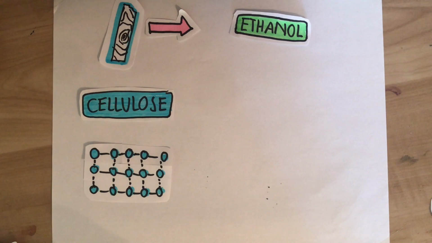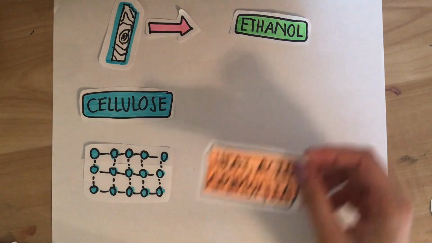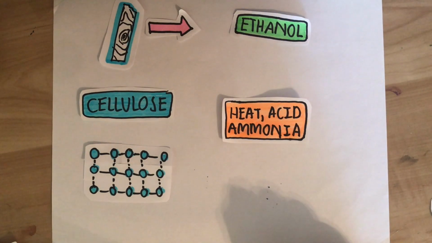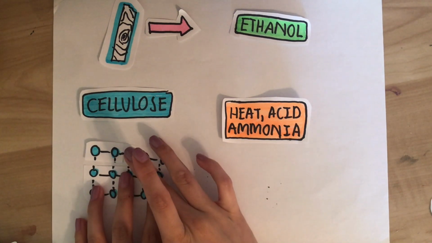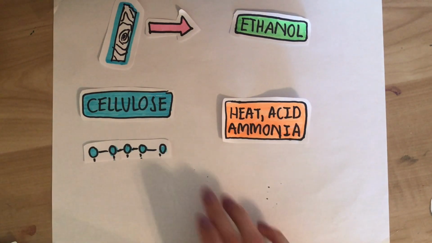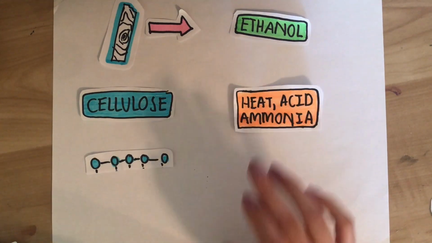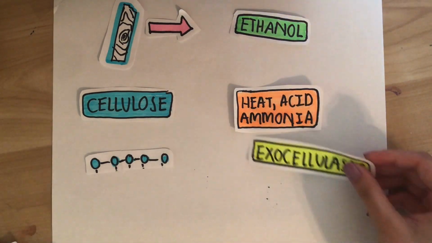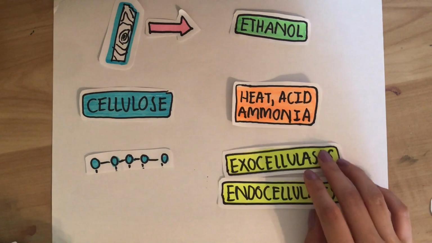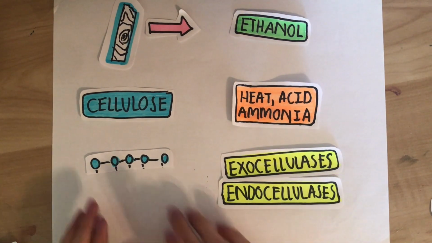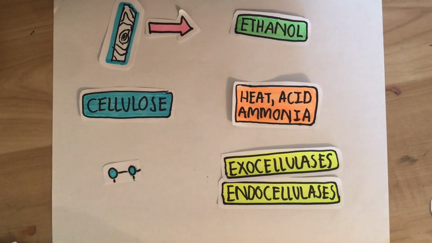However, as stated earlier, cellobiase can only act on cellobiose. Therefore, we need to break down cellulose into smaller molecules. First, using treatments such as heat, acid, ammonia, or other treatments, we break down cellulose into individual strands, like this. Then, with the help of other enzymes such as exocellulases and endocellulases, we are able to break down the strand into cellobiose.